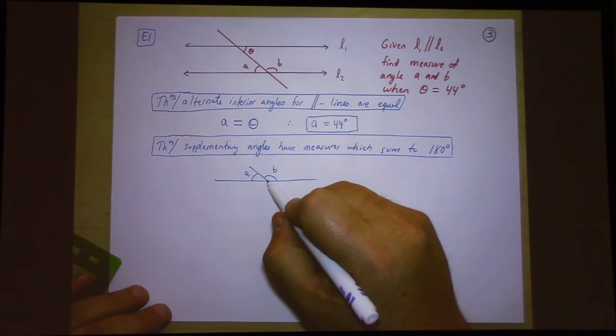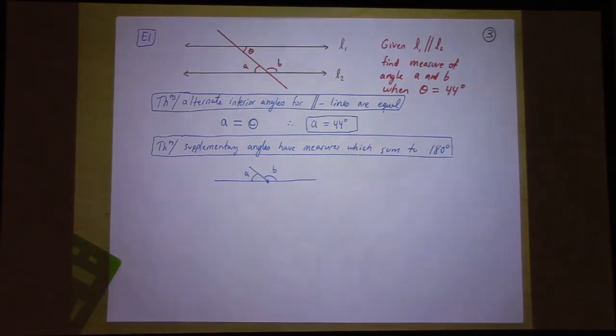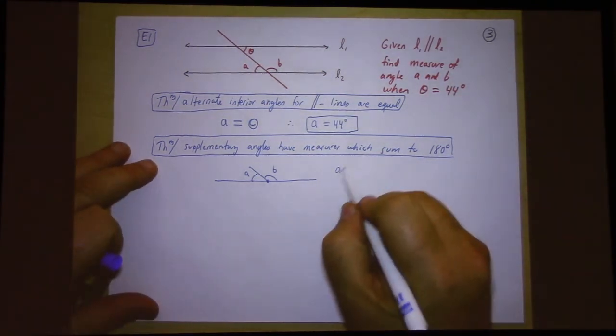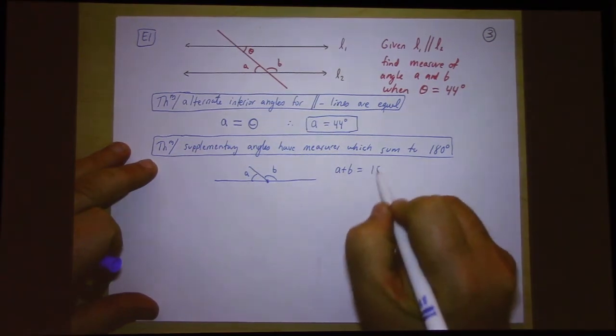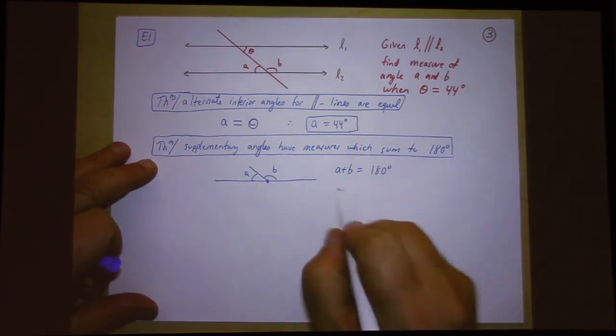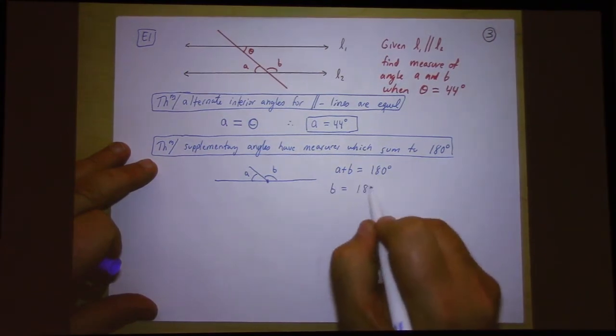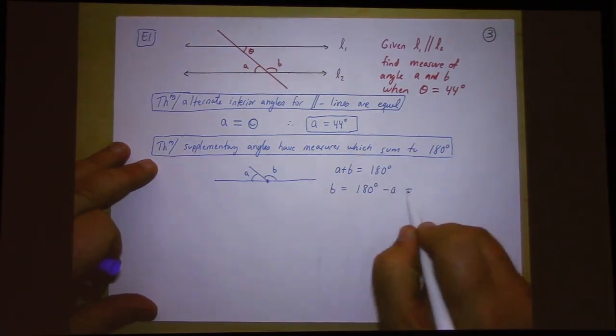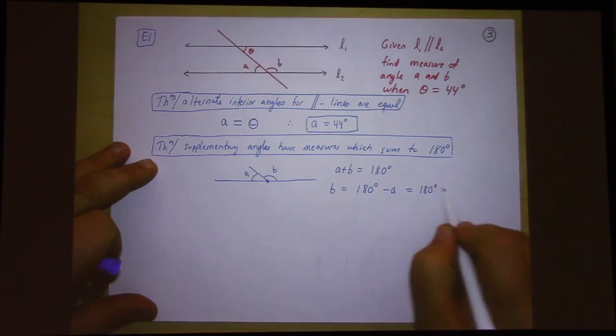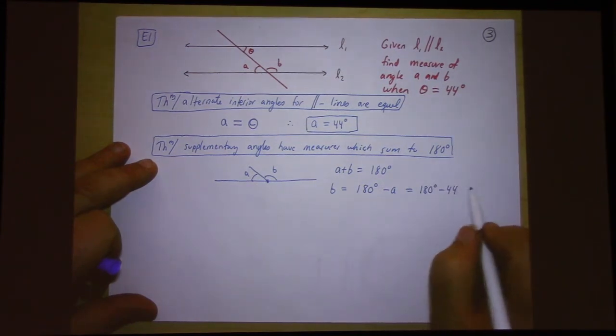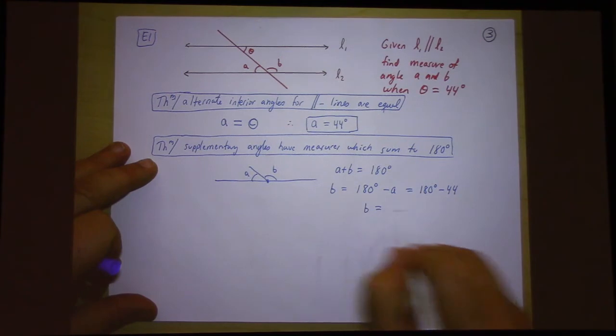Again, I hope you can see it. Please don't make me define it carefully with a sentence. I'll go nuts. All right? Can you see it? They're supplementary. And so this means A plus B is what? 180 degrees. So that gives us that B is equal to 180 degrees minus A, which, as we just worked out, is 180 degrees minus 44, which means B is equal to 136 degrees.